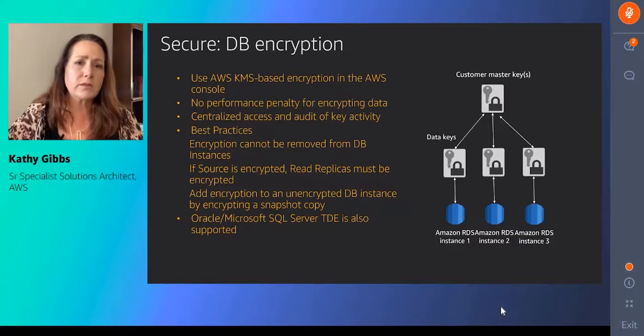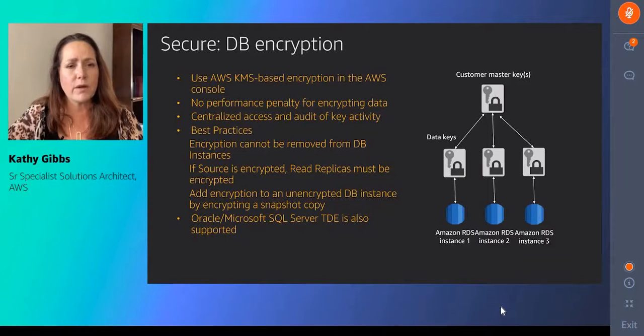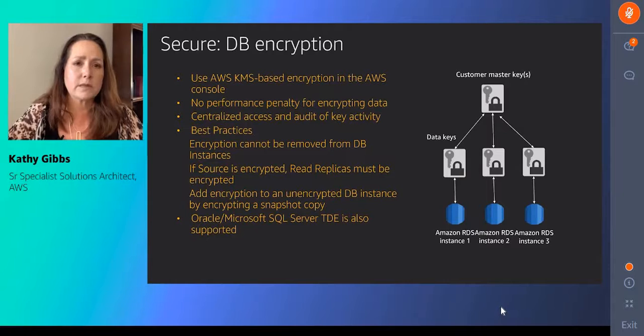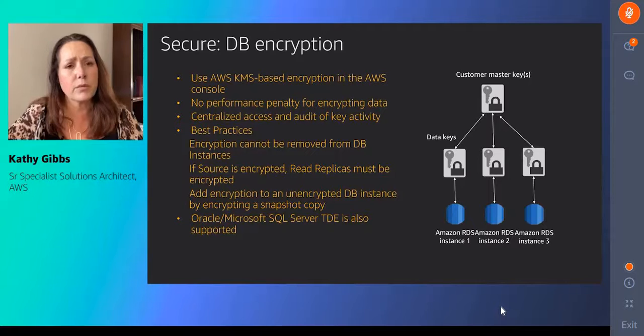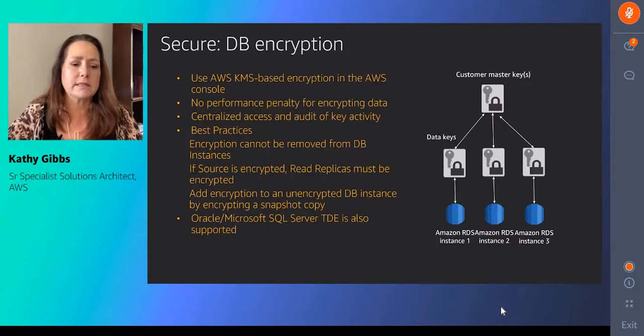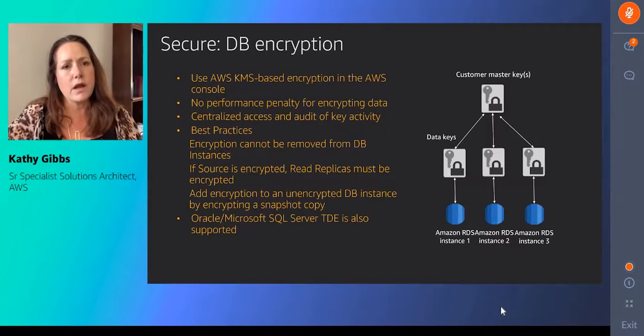It is important to note that encryption cannot be removed once it's put on the database. If you needed to do that for whatever reason, you would data pump or move the data out into an instance that was not set up with encryption. If the source is encrypted, it makes sense that the read replicas have to be encrypted as well. And your backups are also going to be encrypted if your instance is encrypted. Now, this last bullet point down here is important because if you're already using TDE for Oracle and SQL Server, you can in fact use that in AWS in your RDS instance. And you do that through option groups, and I'll show that to you in a couple of slides that are coming up.